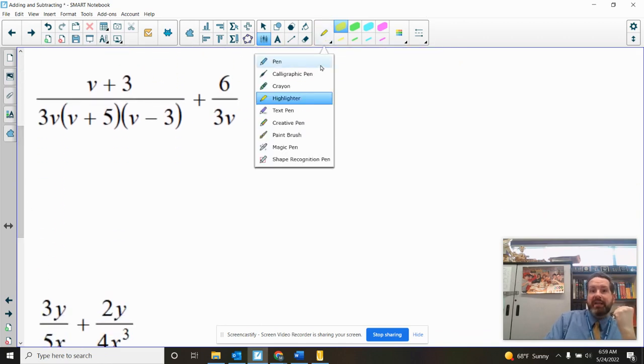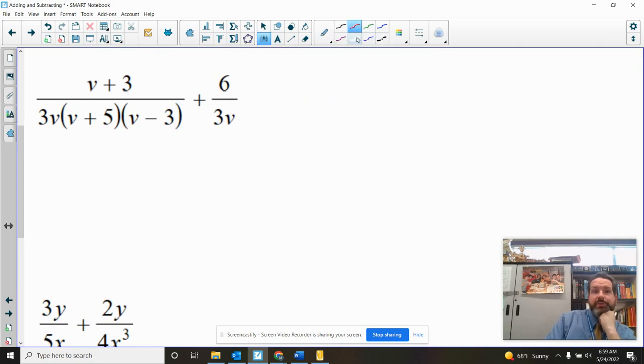Next up, if you're feeling confident, go ahead, do a quick pause, try this one on your own. Let's see, is there anything to factor? Nope, because there's no v plus 3 on the bottom. Now here, you could reduce the 6 and the 3, but I'm not gonna, and here's why.